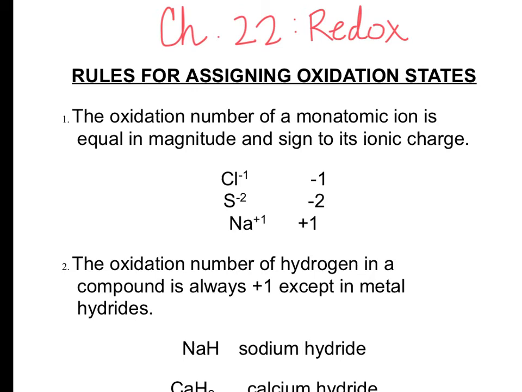Rule number 1. The oxidation number of monatomic ion is equal in magnitude and sign to its ionic charge. So here are some examples. Okay, so if a charge is already listed on it, then the oxidation state will just equal that charge. Okay, so you can see here that these already have charges on them. So then their oxidation states are going to be those same numbers, okay? All right, then let's go to rule number 2.